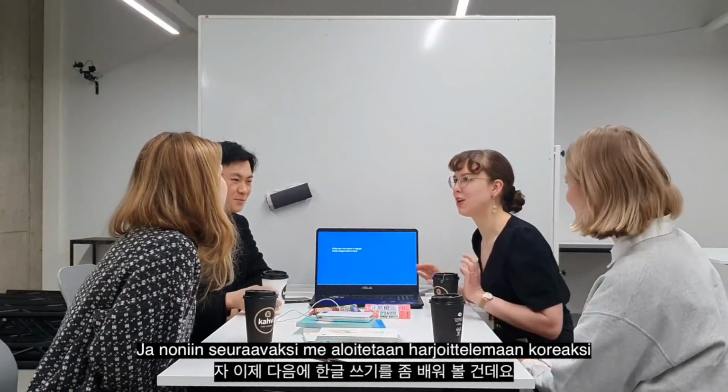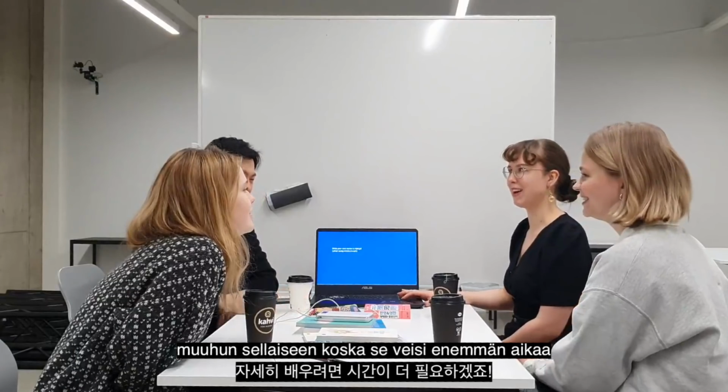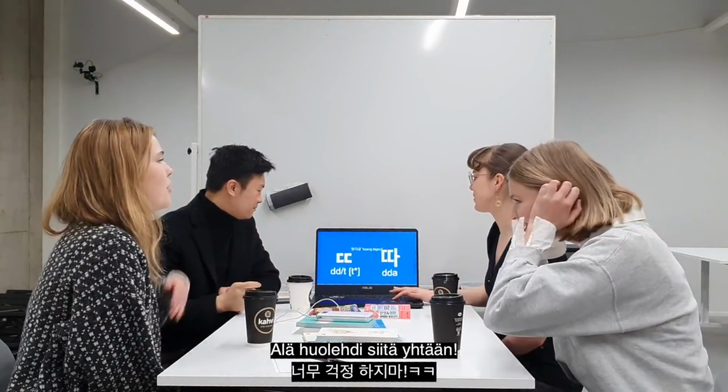Now we are going to practice a little bit about the writing. We are not going to concentrate on the pronouncing because it takes more time and we have maybe 15 minutes left. So don't worry.